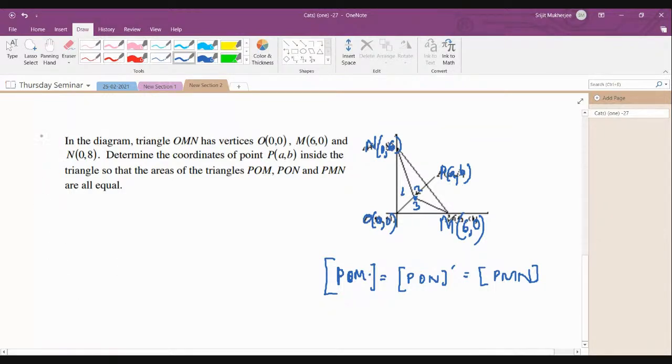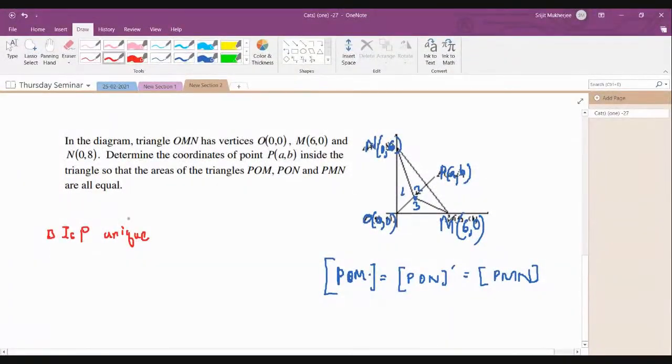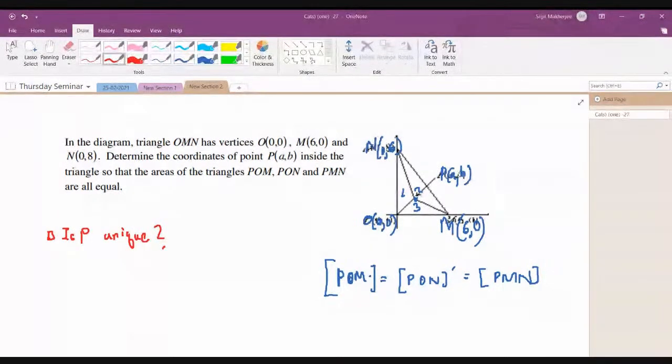First, I will ask you some questions. The first question is, is P unique? What do you think? Is P unique or not? Centroid, incenter. Various people are suggesting various things, but okay. Centroid, for the centroid the area is equal. That makes sense.